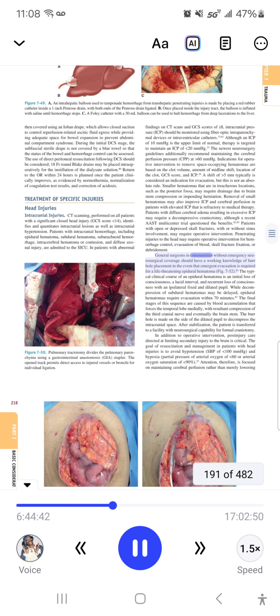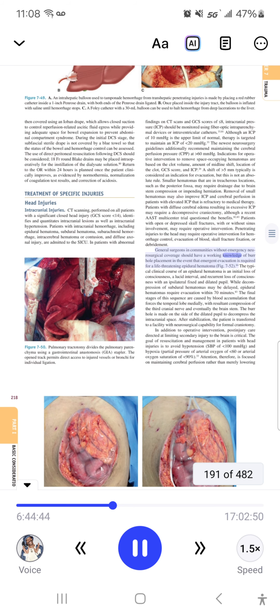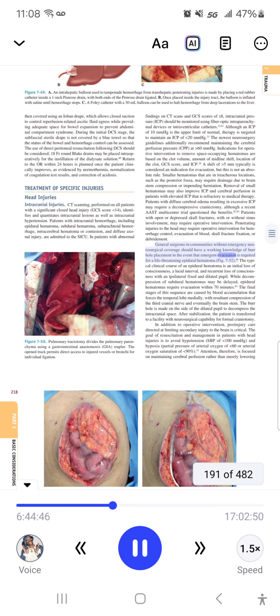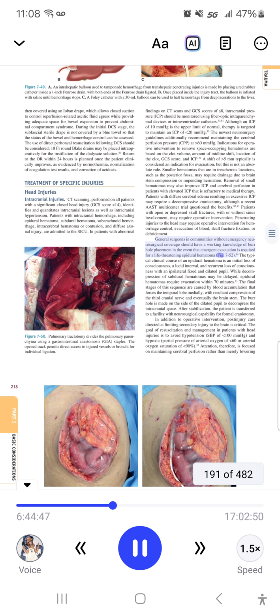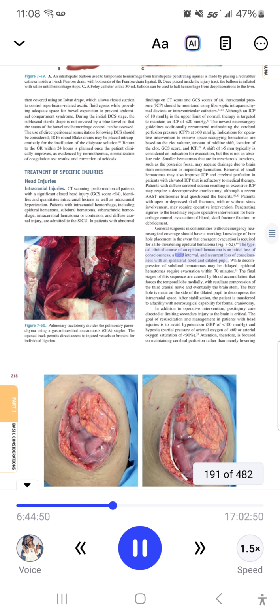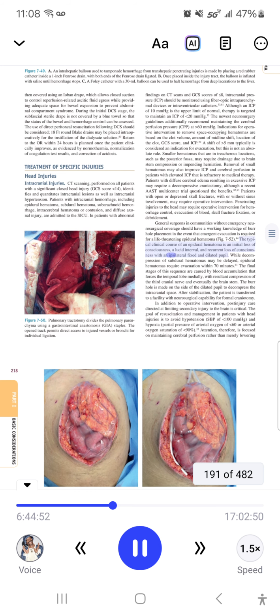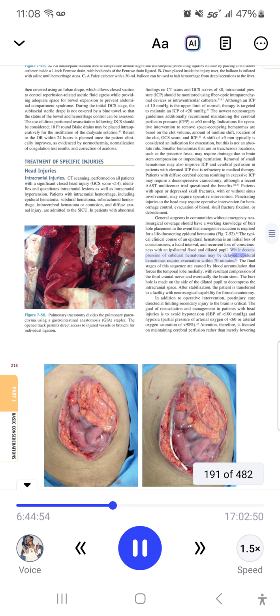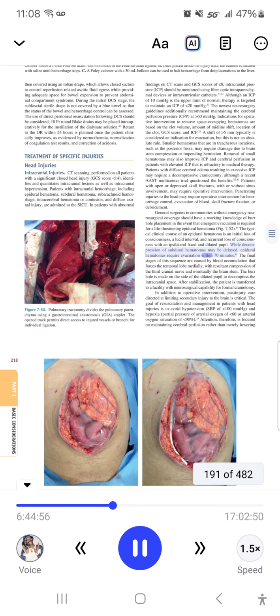General surgeons in communities without emergency neurosurgical coverage should have a working knowledge of burr hole placement in the event that emergent evacuation is required for life-threatening epidural hematoma. The typical clinical course of an epidural hematoma is an initial loss of consciousness, a lucid interval, and recurrent loss of consciousness with an ipsilateral fixed and dilated pupil. While decompression of subdural hematomas may be delayed, epidural hematomas require evacuation within 70 minutes.